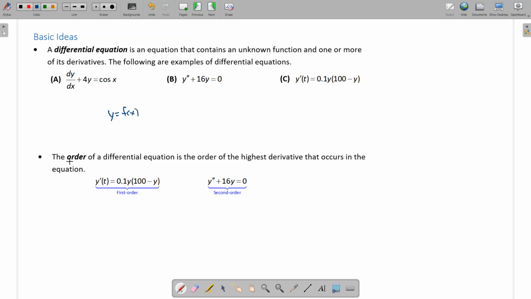Differential equations have what's called an order. And the order is simply whatever the highest derivative that occurs in the given equation. So if we look at the example from C here, this was a first order differential equation because the highest derivative is a first derivative. Where this one here is a second order differential equation because it has a second derivative.